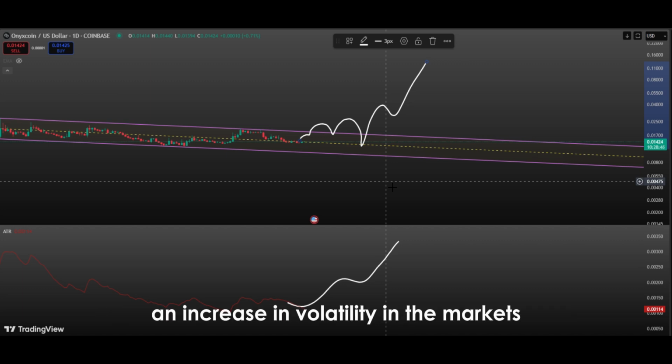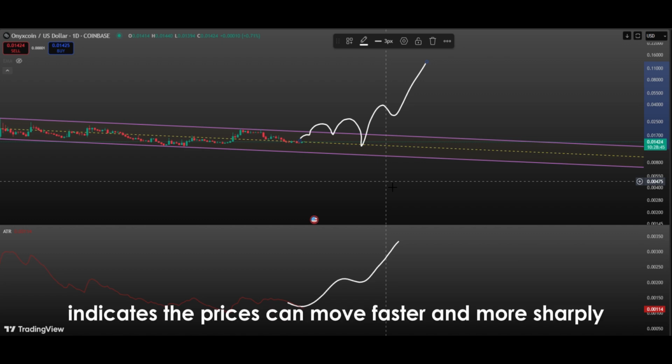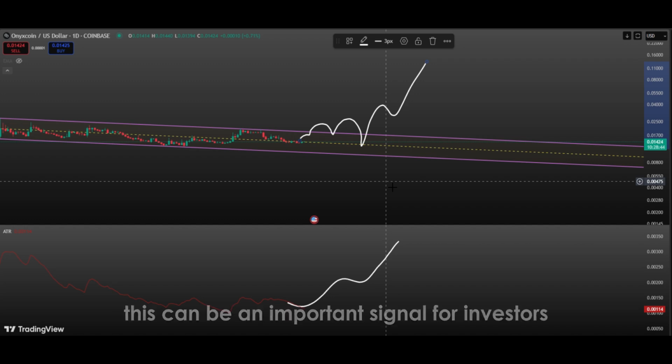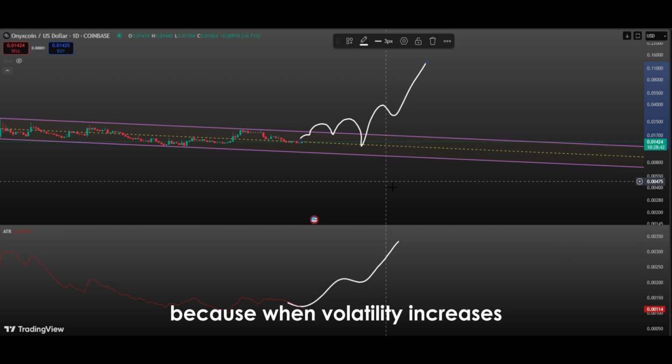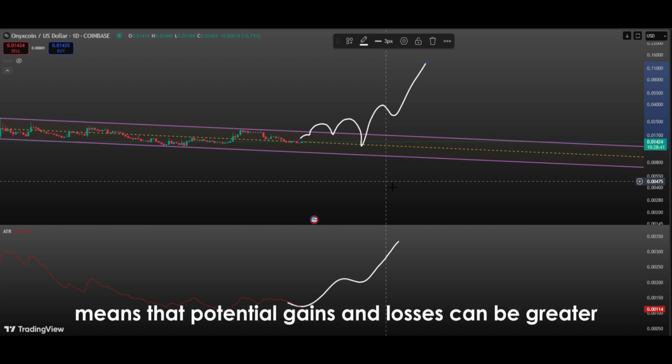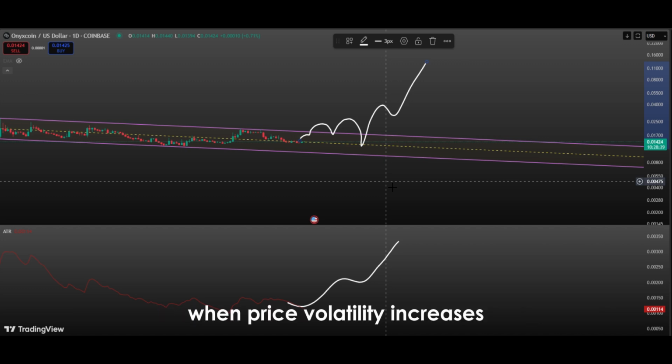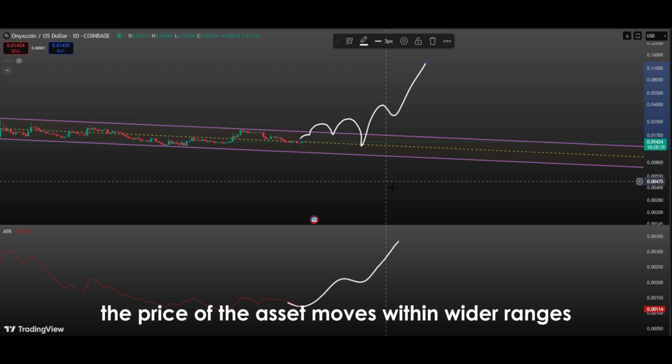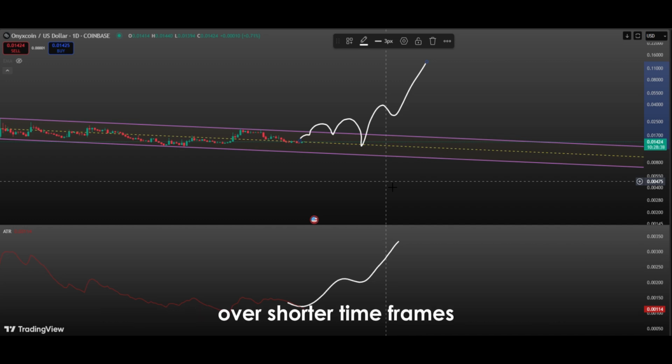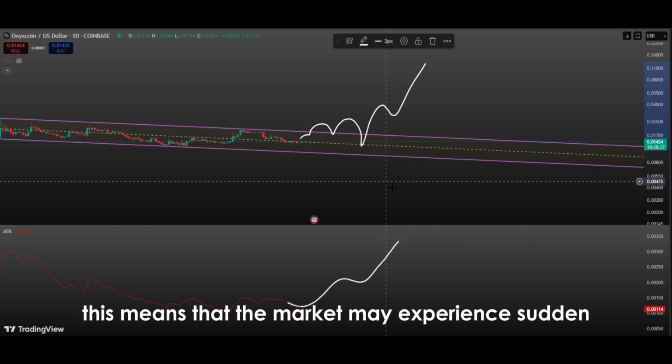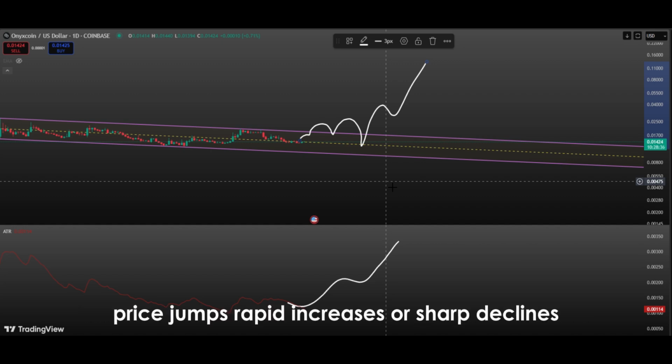An increase in volatility in the markets indicates the prices can move faster and more sharply, both upward and downward. This can be an important signal for investors because when volatility increases, both risks and opportunities rise. High volatility means that potential gains and losses can be greater. When price volatility increases, the price of the asset moves within wider ranges over shorter time frames. This means that the market may experience sudden price jumps, rapid increases, or sharp declines.